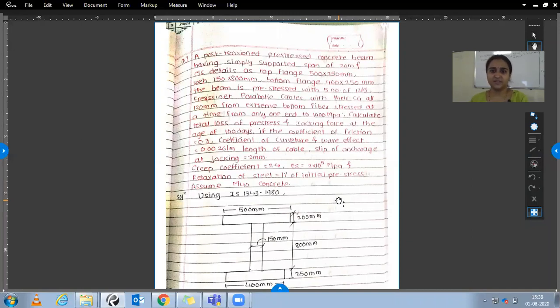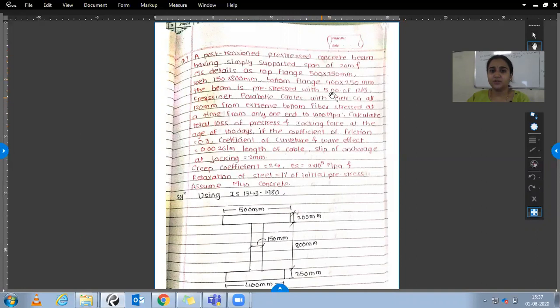A post-tension pre-stressed concrete beam having a simply supported span of 20 meter and cross section details as top flange 500 by 250 mm, web 150 by 800 mm, bottom flange 400 by 250 mm. The beam is pre-stressed with 5 numbers of 12 by 5 Freyssinet parabolic cables with their CG at 120 mm from extreme bottom fiber, stressed at a time from only one end to 1000 MPa. We will see the actual problem statement one by one.